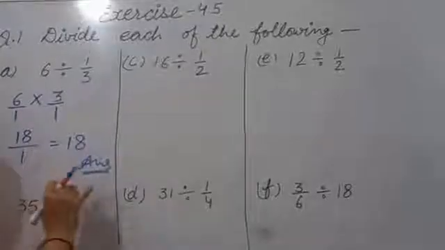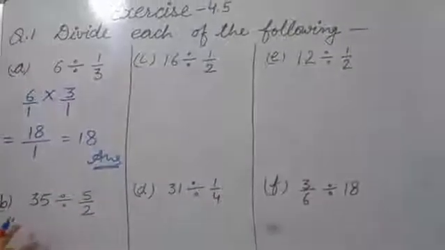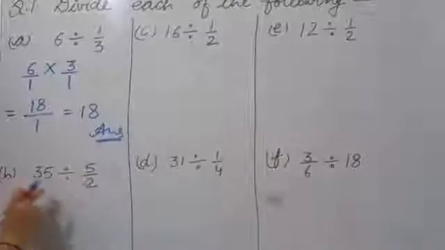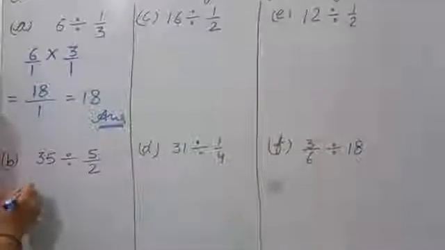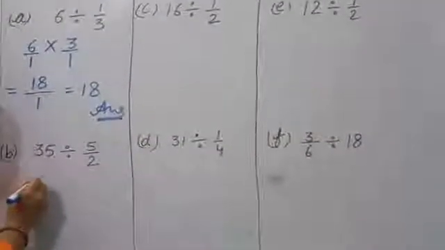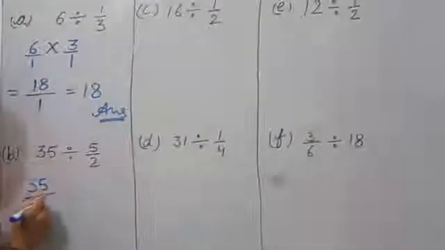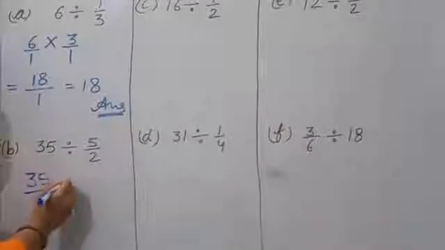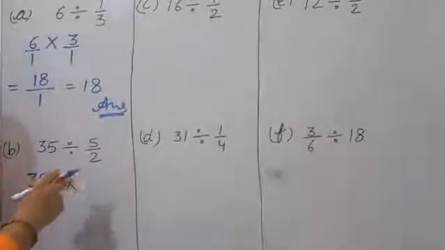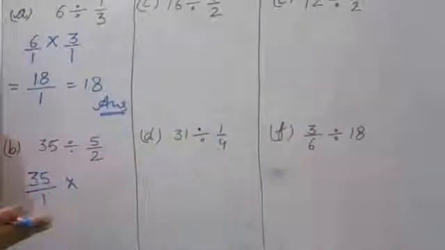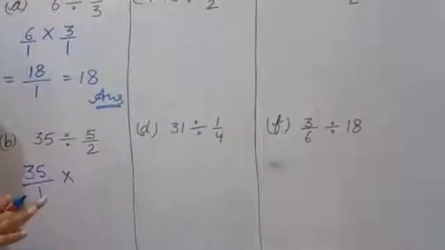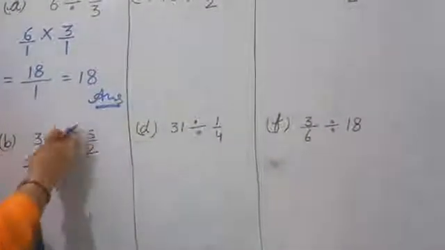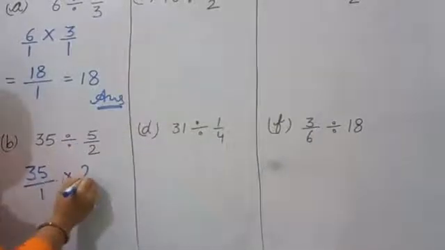Now it's B part. B part: 35 divided by 5 upon 2. So first of all, what will we do? 35 upon 1. Okay. Now divide will change into multiply. Now there is 5 upon 2. So we change its numerator into denominator and denominator into numerator. Means we make its reciprocal. 2 upon 5.